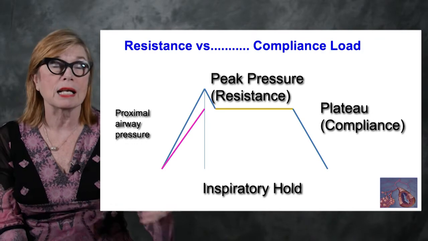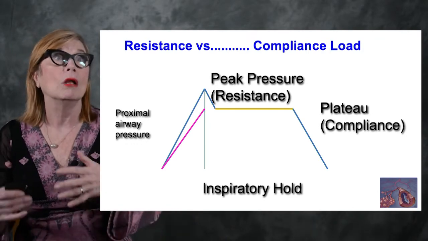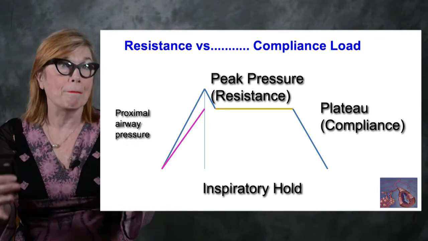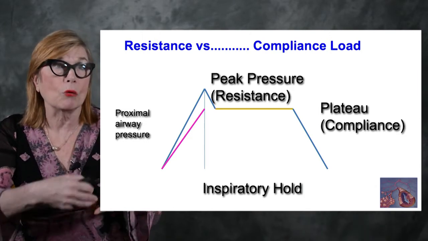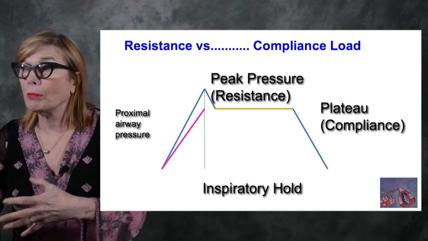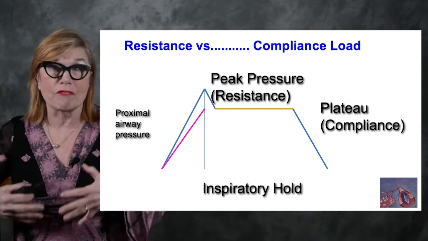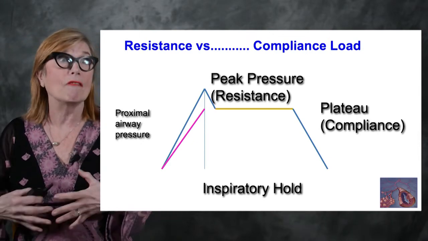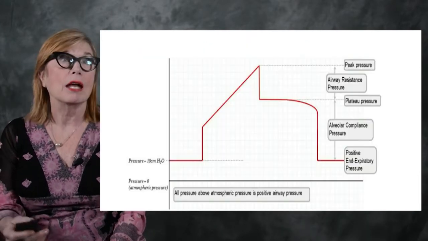Can't measure it in SIMV. You've got to be in assist control in a volume-controlled mode to measure the resistance of the airway to the flow of gas delivering a volume, and the plateau pressure, which is the closure of the exhalation valve, trapping gas in the functional lung surface area.